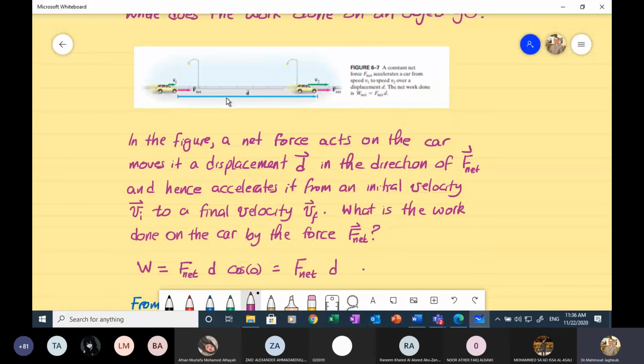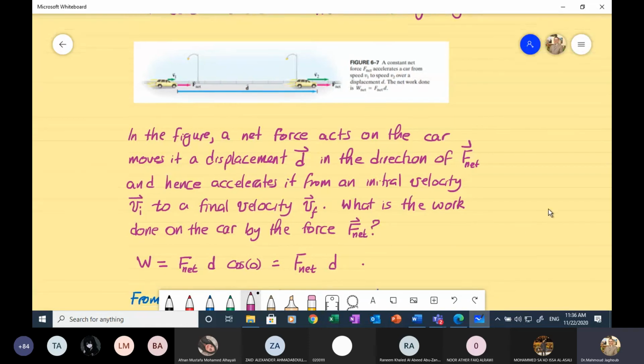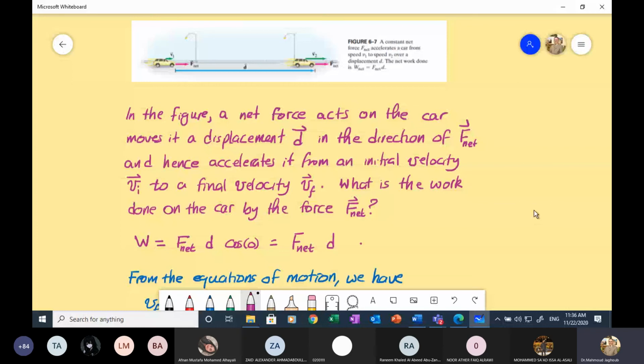So a work was done on the object. That work is positive because F net and d are in the same direction. So the velocity increased, or the speed in this direction increased, from v1 to v2. I can call it v initial and v final. I want to relate the work done on this object to the change in its kinetic energy. Let's see how we can do that.